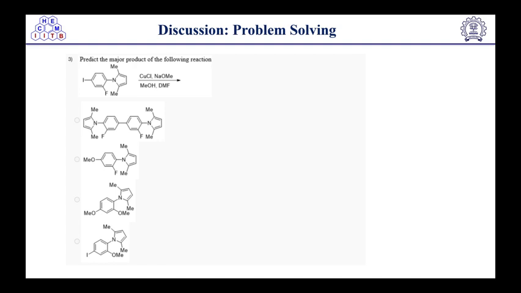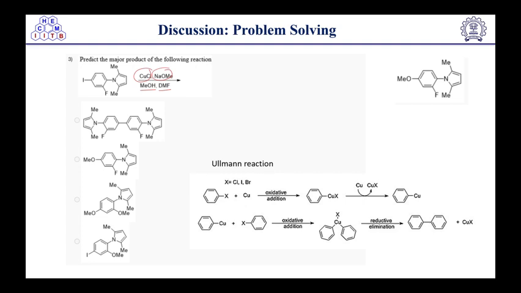Next question, predict the major product of the following reaction. You can see on the arrow we have copper chloride, sodium methoxide, and the solvent is methanol and DMF. Whenever you have a base and this type of reagent, whenever we have a metal here, like palladium, it mostly gives a hint of coupling reactions. So here this is the Ullmann reaction. Copper is given here on the arrow. How many of you have heard about this Ullmann reaction?